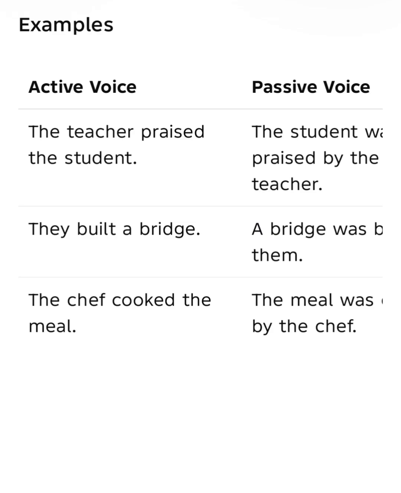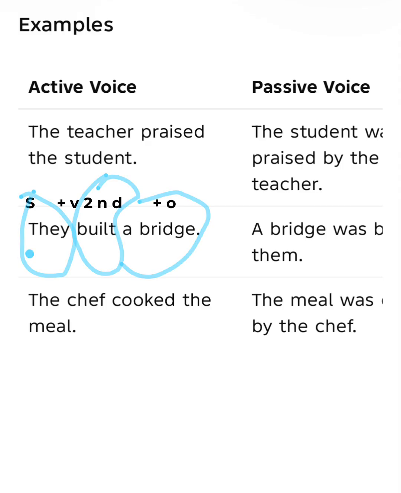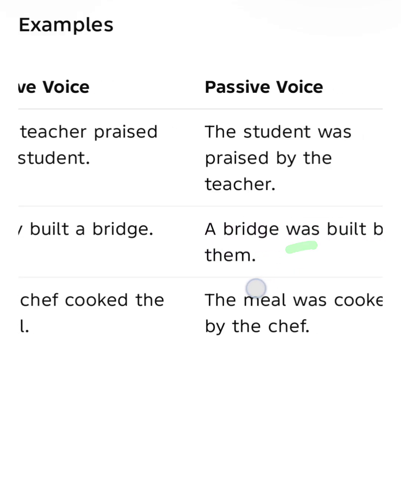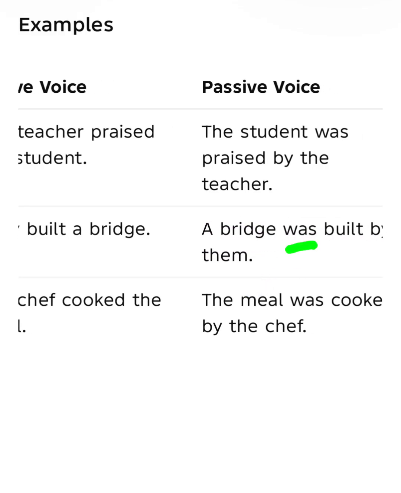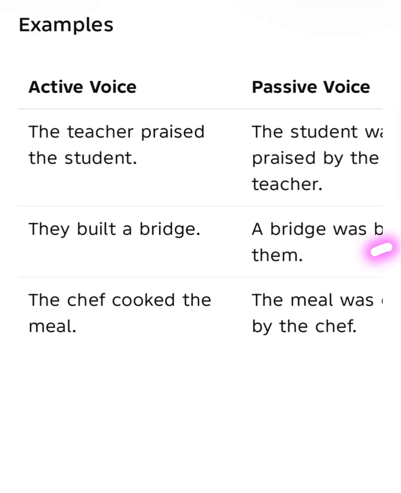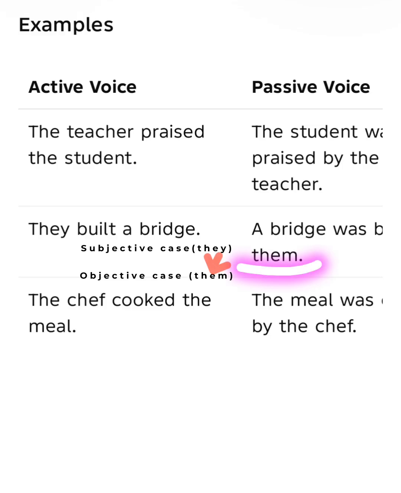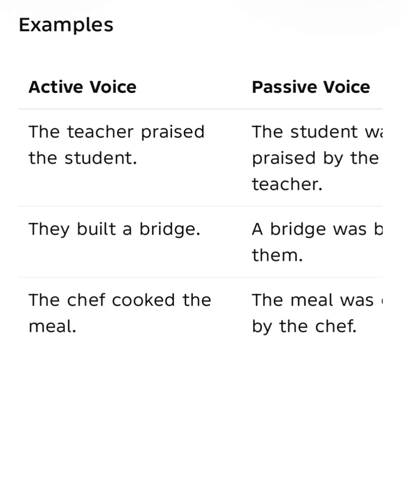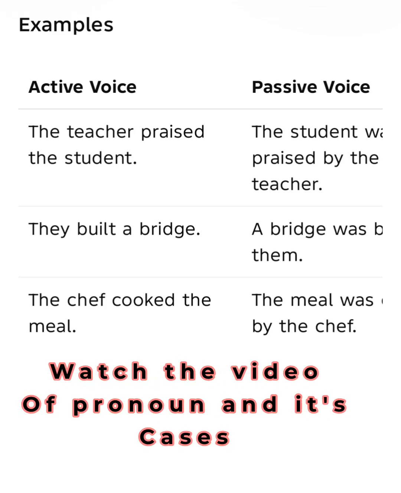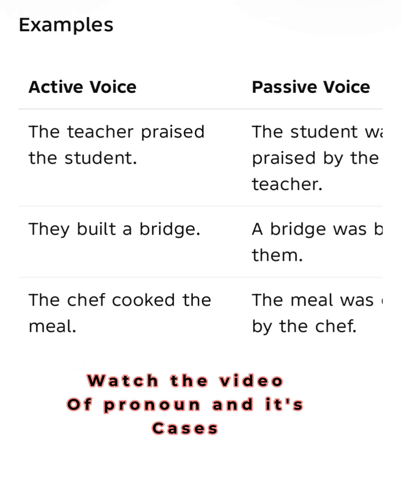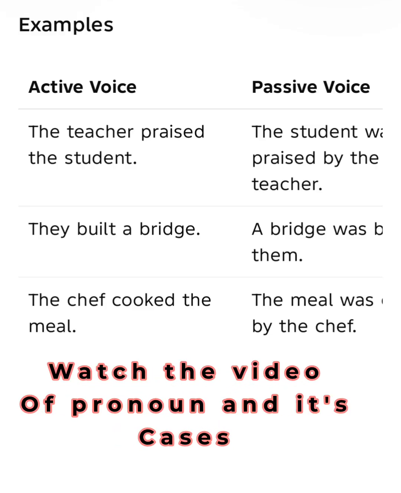Here is another example. They built a bridge. Past indefinite. First I will write the object, a bridge, then the auxiliary verb. A bridge is singular, so was will be used. Then built, the third form of the verb, then by, and then they. The subjective form is they and the objective form is them. This subject will be converted into the objective case, because the position here is the objective position. So when the subject is used in the object position, you convert it into the objective case. Okay.